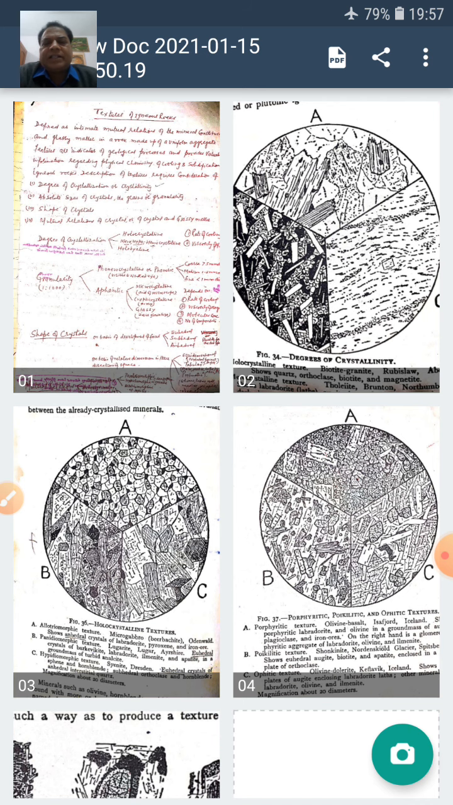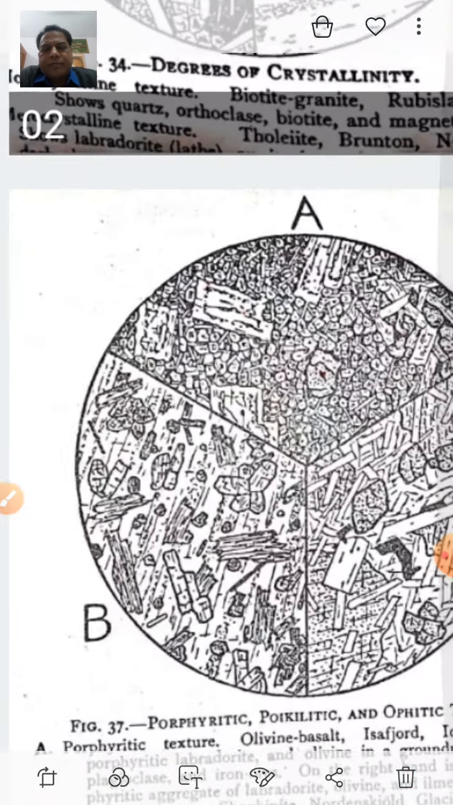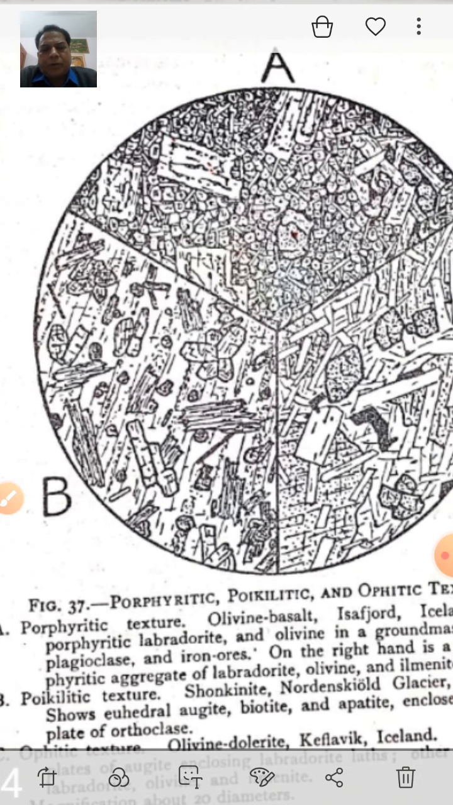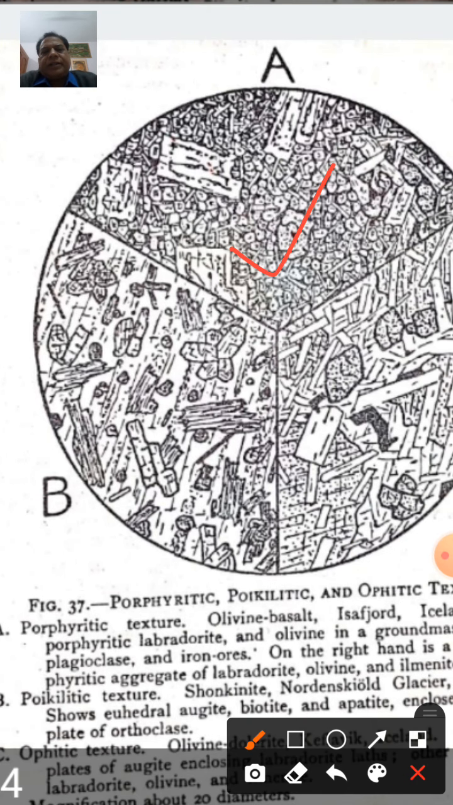Porphyritic means the large grains are embedded in smaller ones, right? This is the case of the porphyritic texture, where the phenocrysts are embedded in the groundmass. In the second category, the poikilitic texture, a large grain includes smaller crystals. A very common texture is the poikilitic texture. The special case is ophitic texture, in which laths of plagioclase are included in the augite crystal, right? So this is all about the textures of igneous rocks.